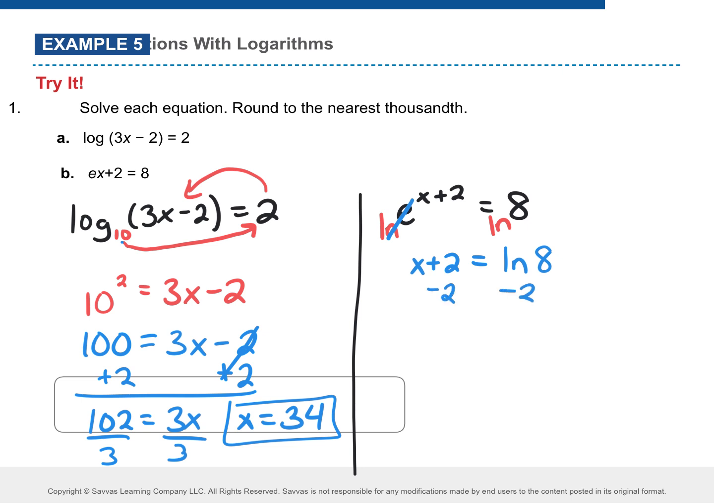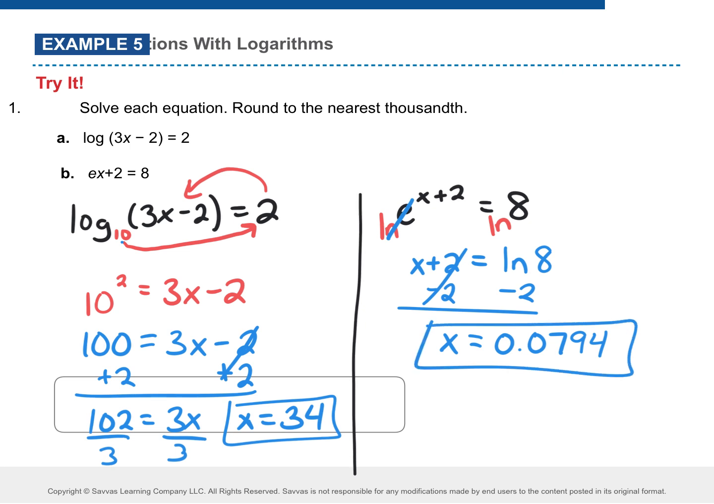What's my last step to solve? Subtract 2. Yep, so we get x equals, what do you get when you subtract 2? 0.07. Yes, and again, how many decimal places do we do? 4. 0794. With logarithms, do 4 decimal places.